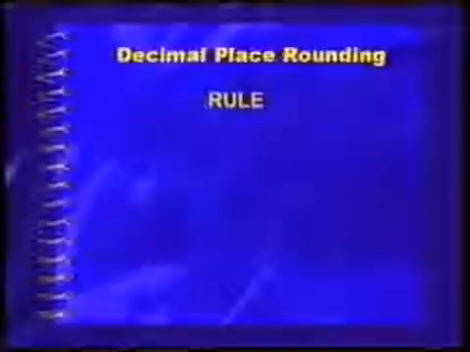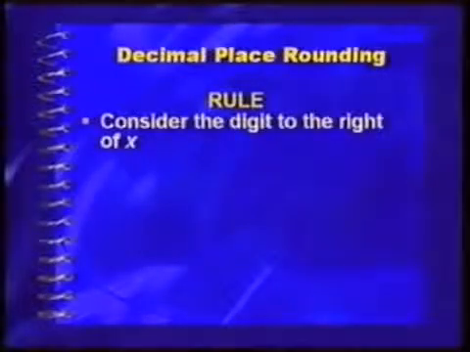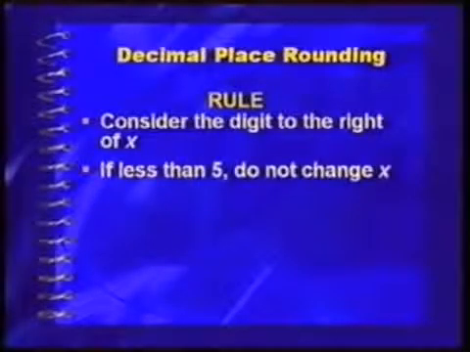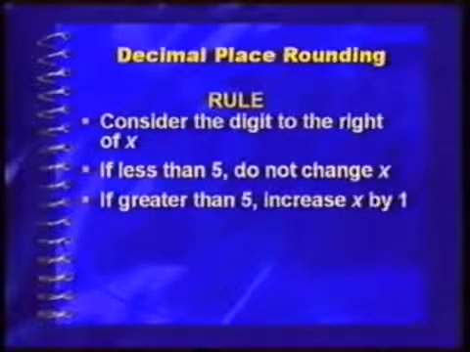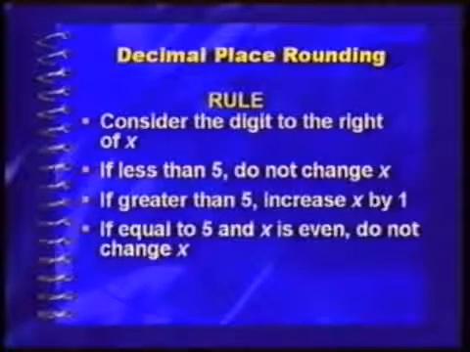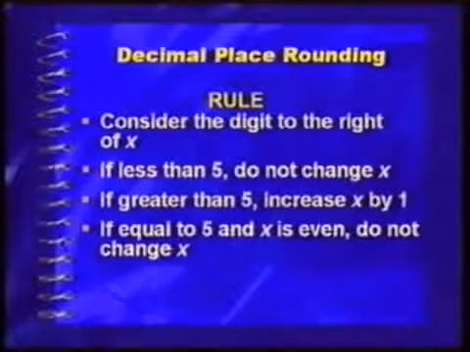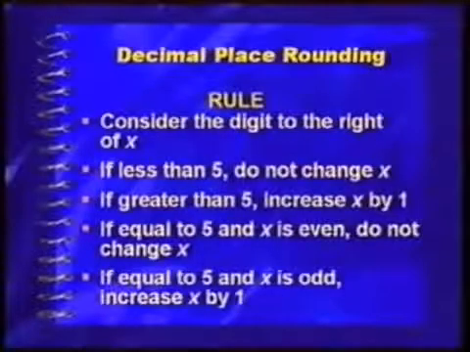Rounding is very important. There are in fact 2 methods for rounding, and the first type of rounding is what's called decimal place rounding. I've got the rule here there. If you have to round, say, to 2 decimal places, then you look at the digit to the right of the second decimal place. If it's less than 5, you do not change it. If it's greater than 5, you increase it by 1. And you always make sure that the digit you round is an even one.